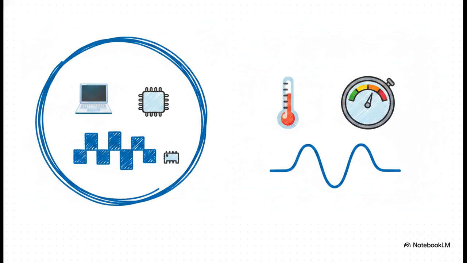Analog, on the other hand, is a totally different beast. It works with continuous physical data, things like voltage or temperature. Because it deals with the messy real world, it's generally less accurate due to noise, and it usually doesn't even have memory. It relies entirely on its physical circuit configuration. For our journey today, we're going to be zooming in completely on the digital side.